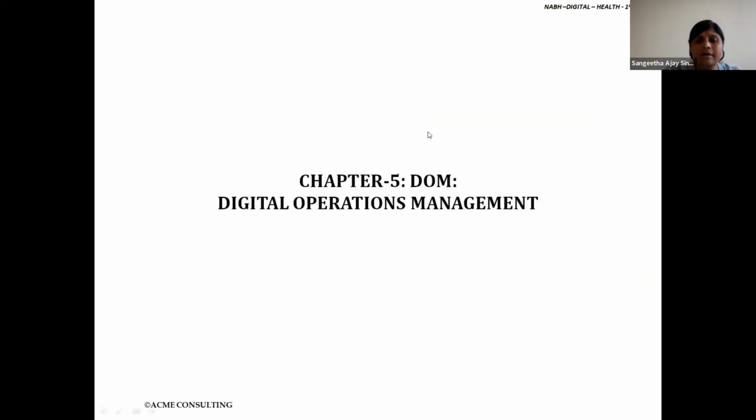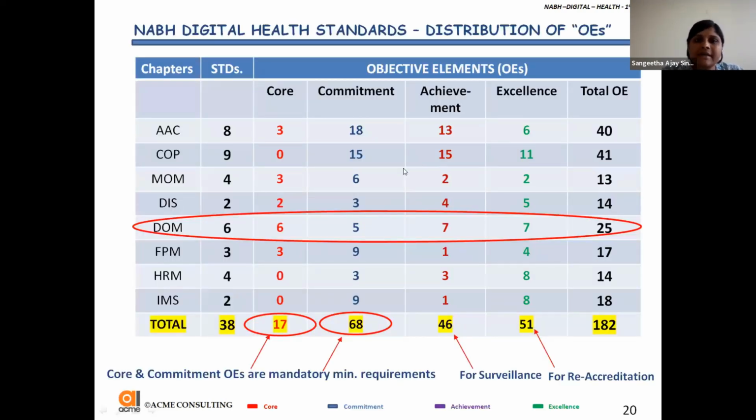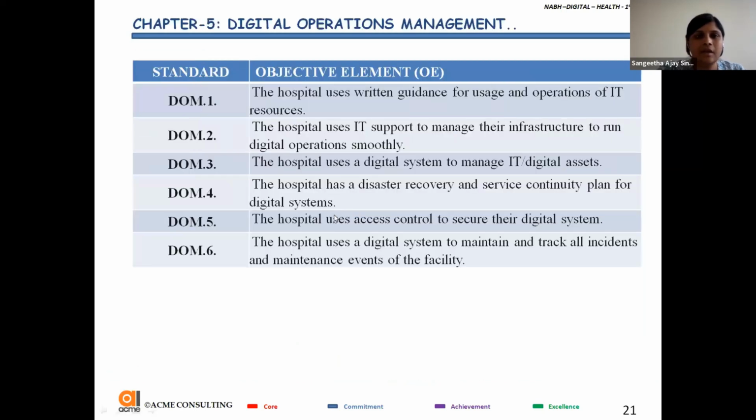Let's talk about digital operation management. Let's have a quick summary of the digital operation management standards. This chapter has 6 standards and a total of 25 objectives. Let's broadly talk about what digital operation management means and what the standards exactly talk about.